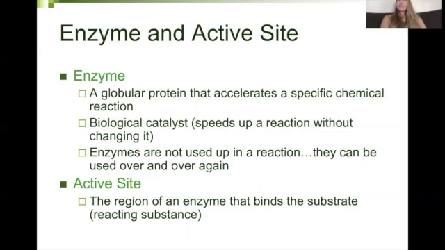So a biological catalyst is something that speeds up a reaction without changing the actual reaction. Enzymes are not used up in the reaction, they're used over and over and over again, which means you can make that enzyme once and use it for a long period of time. The active site is the spot on the enzyme where the substrate binds. The substrate is whatever the enzyme's working on.